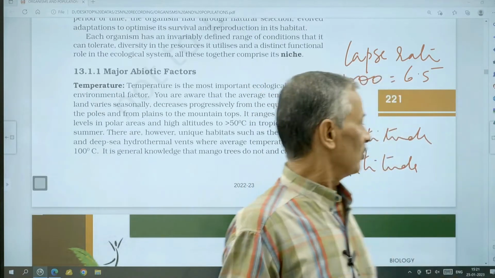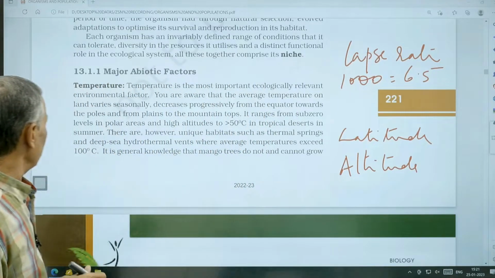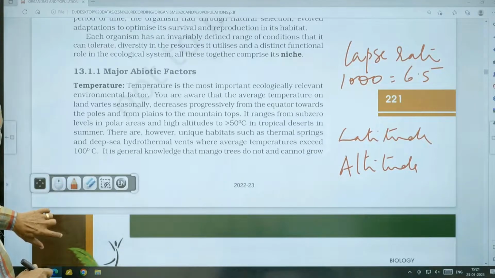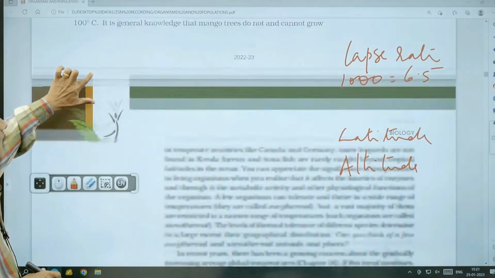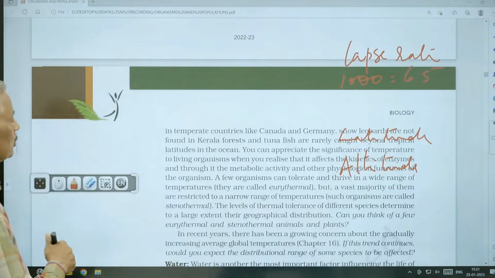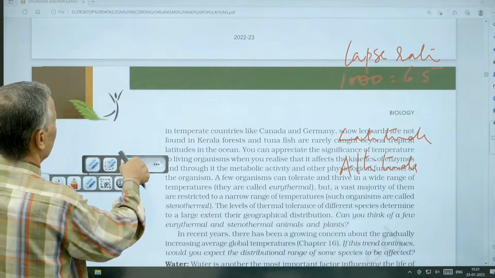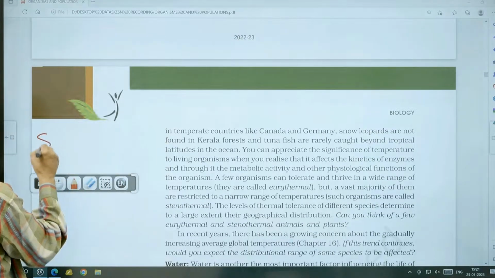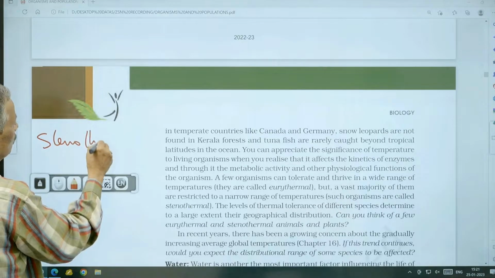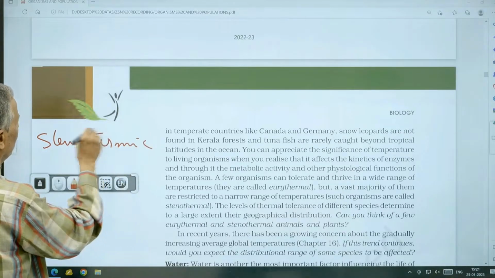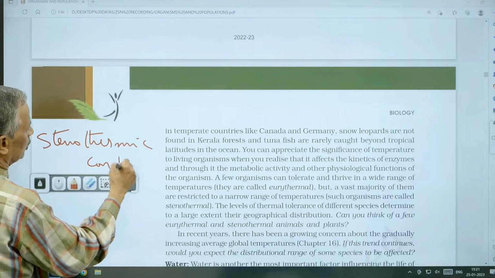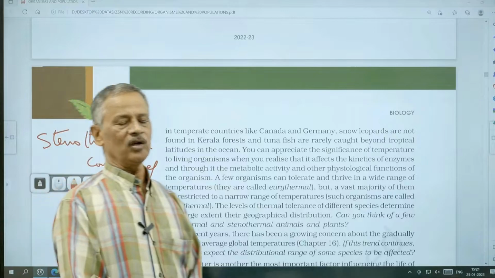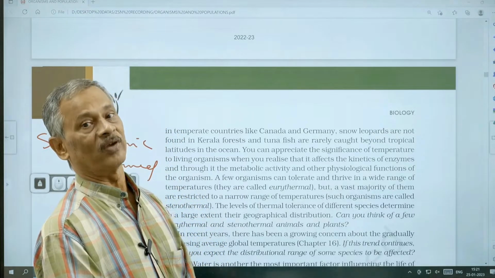Those organisms which can tolerate only a narrow range of temperature fluctuation are called stenothermic. Steno means narrow. So, stenothermic organisms will be confined to certain areas only. They cannot tolerate wide fluctuations, so they cannot be seen everywhere.